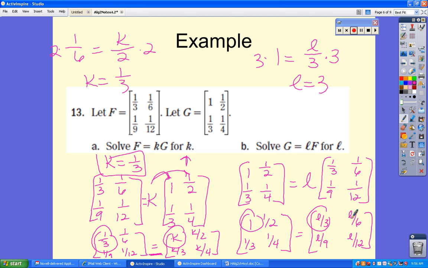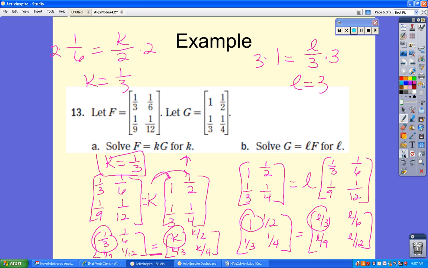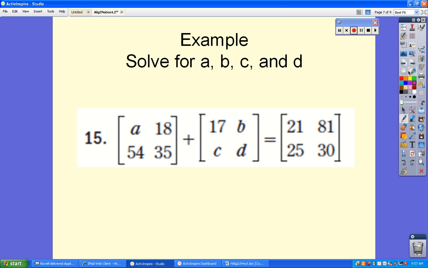And you can see this makes sense. 3 over 6 equals 1/2. 3 over 9 equals 1/3. Okay, these equations with matrices are usually really fun to solve, and they're not that hard. I think you'll like them. Oh, I didn't want that to happen. Let's do that instead.